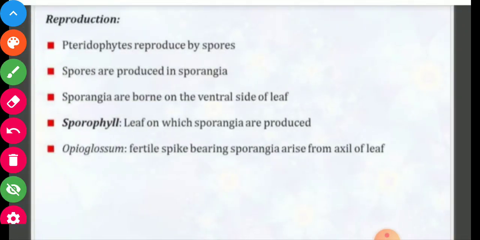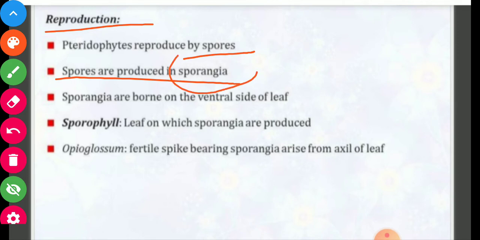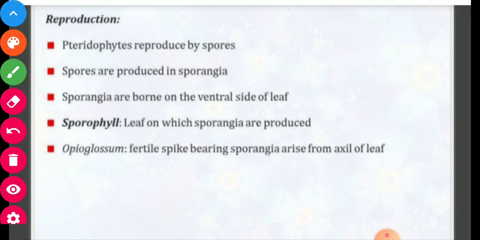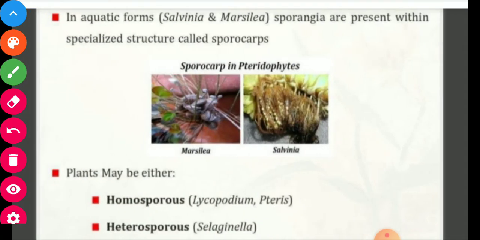Now, the reproduction in pteridophytes. Pteridophytes reproduce by spores. Spores are produced in sporangia. Sporangium is the structure where spores are produced. Sporangia are borne on the ventral side of the leaf. On the ventral side of the leaf, you can see the sporangia where spores are found. A leaf having sporangia is called a sporophyll. So these are the structures which are used in reproduction.